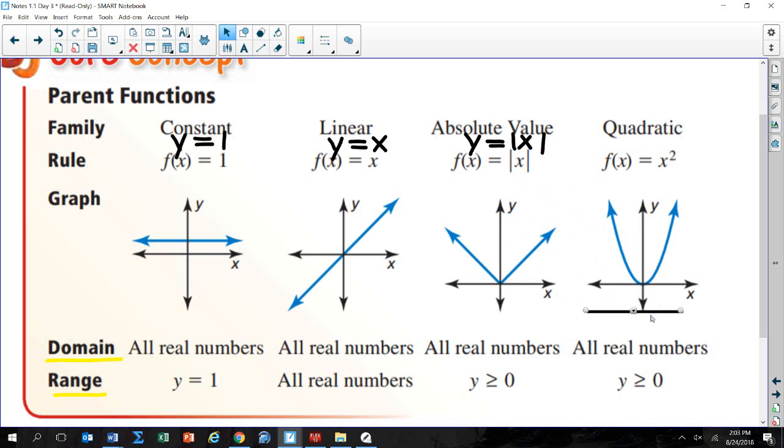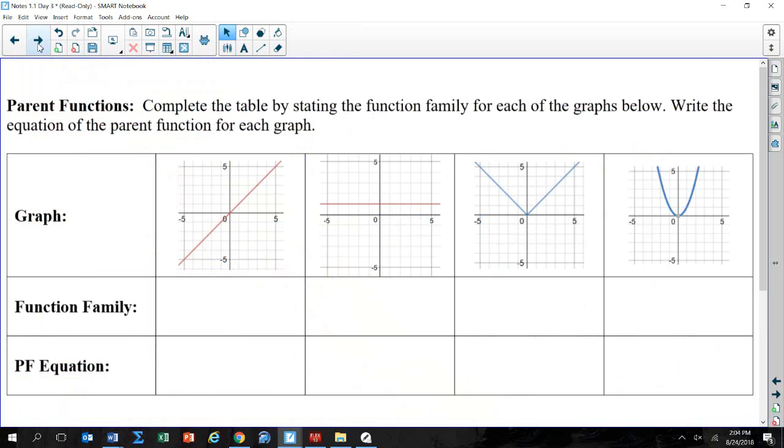Quadratic works the same way for the range. If I look at the y values of my quadratic equation, same deal. Do I see any y values being used by my function down here below the axis? No, there's no graph there. What's my first y value I see? 0, right? And then all of the positive y values. So that's why my range is y is greater than or equal to 0 for that quadratic parent function. Domain and range is challenging. We're going to talk more about that as we go on throughout the year, but I wanted to introduce it today.